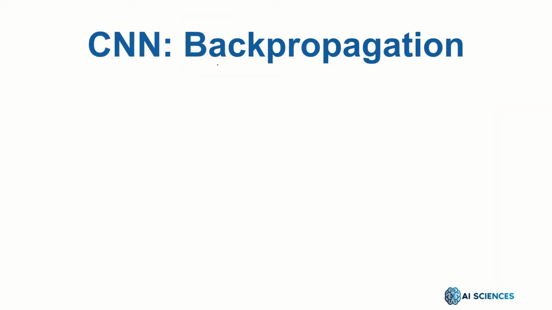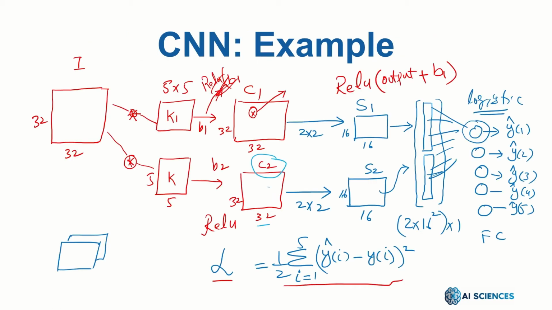Before discussing backpropagation in detail, let's go back to our original example. We have a 32 by 32 image. We have two kernels, K1 and K2. Their convolutions are C1 and C2, and then we apply max pooling, and we have S1 and S2. Both are 16 by 16, and then we flatten them out to a long thin vector. Let me call that vector F.